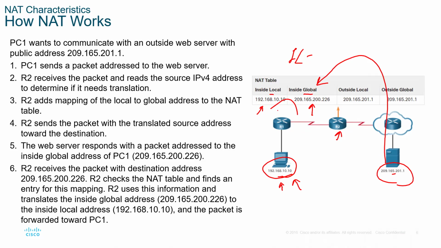What NAT does is convert this address to this address, basically. So following our steps, R2 receives the packet, reads the source to determine if it needs translation. It adds a mapping of the local to the global address, and sends the packet with the translated source address towards the destination.